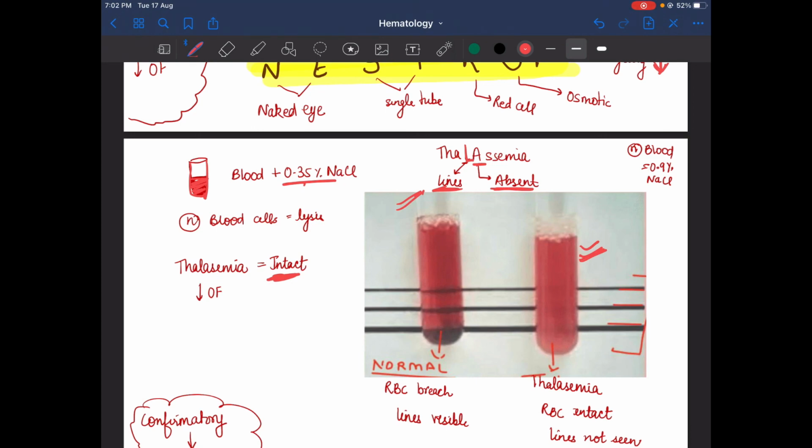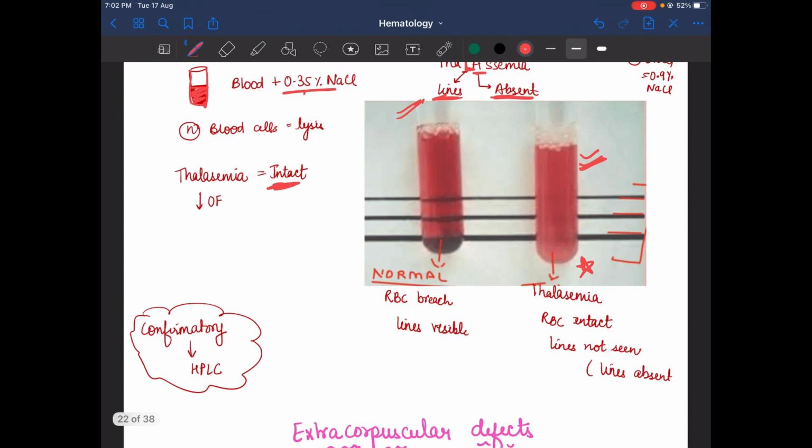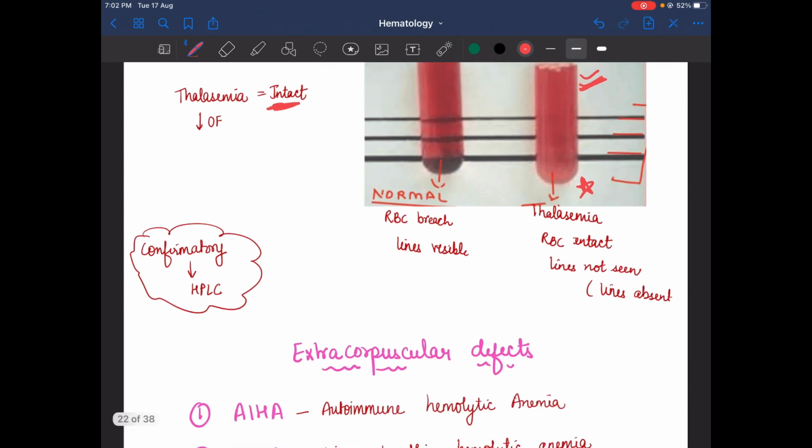How can we remember it? As we write thalassemia, L stands for lines and A stands for absent, meaning we did not see the lines. So this is the osmotic fragility test. And for confirmation, we do HPLC.